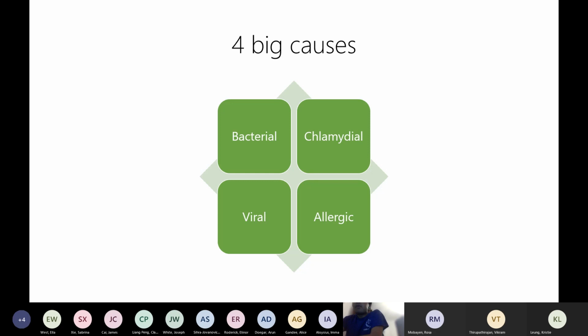What are the four big causes of conjunctivitis? There are four really important causes, and they can ask you about each of these in an exam. Allergic, viral, bacterial. The reason it's four is because for some reason ophthalmologists love splitting bacterial into bacterial and chlamydial, because they present slightly differently. But yeah, they're groups.